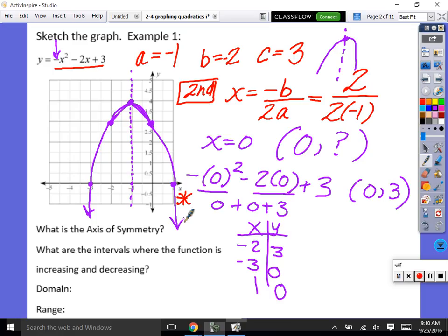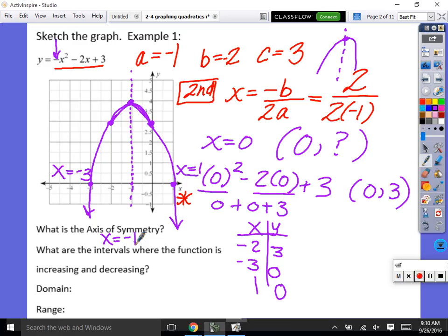So what would our solutions have been? X equals -3, correct? And x equals 1 if we would have solved this. Everybody see that? Okay, so it says, what is the axis of symmetry? It's x equals -1, so that's where it was symmetric upon, correct?